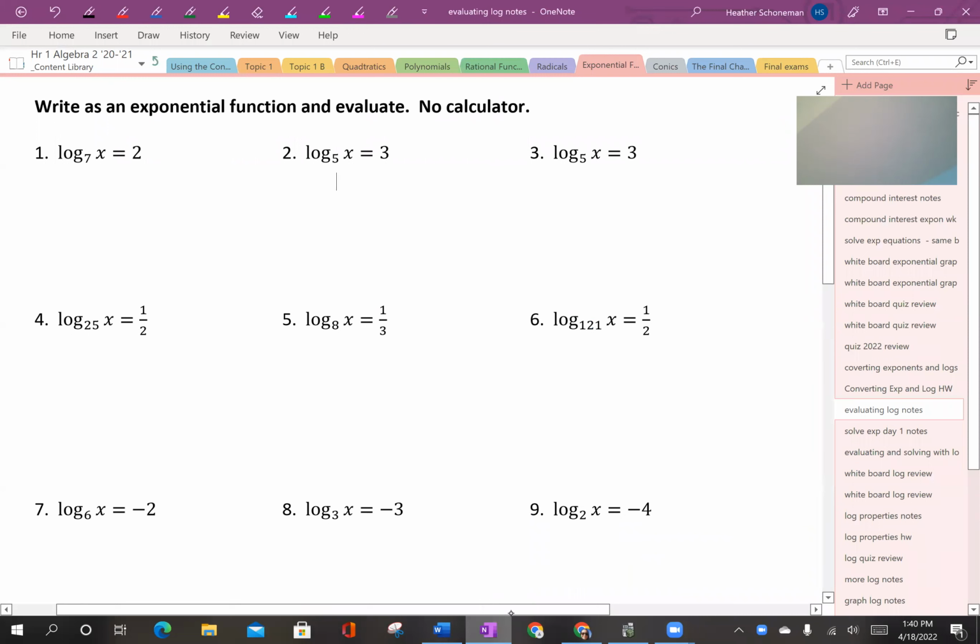Okay, here is a video on how we're going to evaluate logs. And this first part is no calculator. So the first part just says to write as an exponential function and then evaluate.